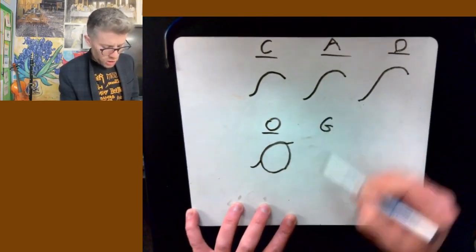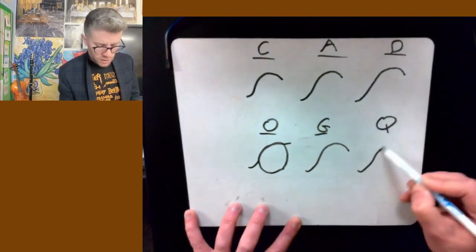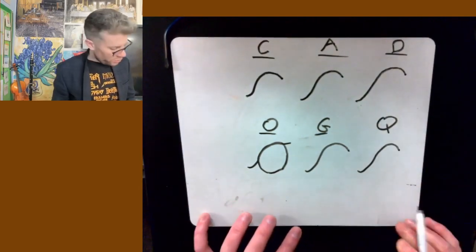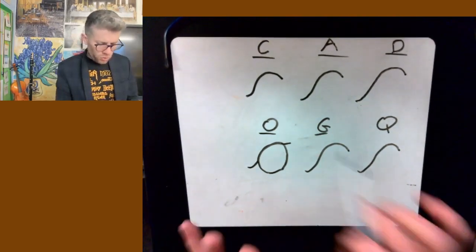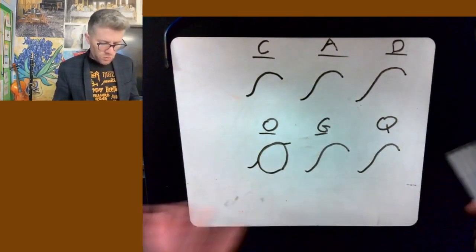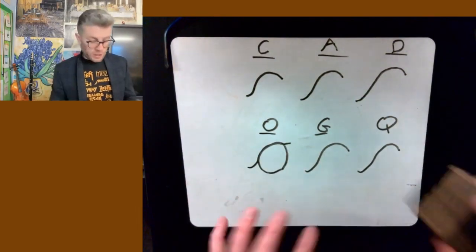So does G. Starts there, goes over to 2 o'clock. So does lowercase q. Starts there and goes to 2 o'clock. And there's a few other letters we'll talk about another time. But look at this. C, A, D, O, G, Q. They are a family that start in the same way. And it's the start that is going to help us.